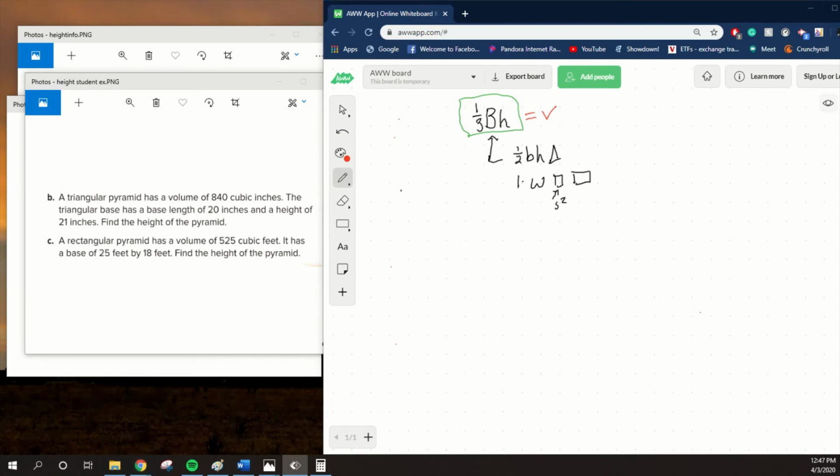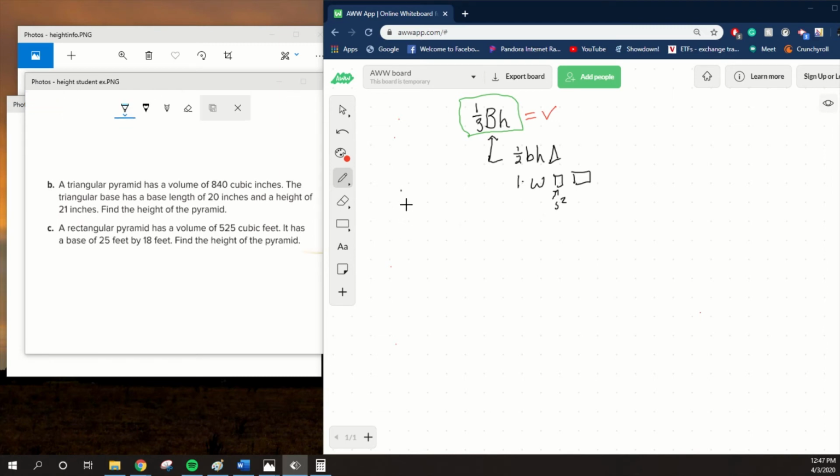So let's go ahead and go over these answers. If you haven't paused the video already and you're still solving them, go ahead and pause it now and then play it, and we will go over the answers. So for B, we know that it's a triangular pyramid, so we're going to be using that half base times height to find the base, because it gives us the triangular base with a base of 20 inches and a height of 21 inches. Okay, so let's plug in what we know.